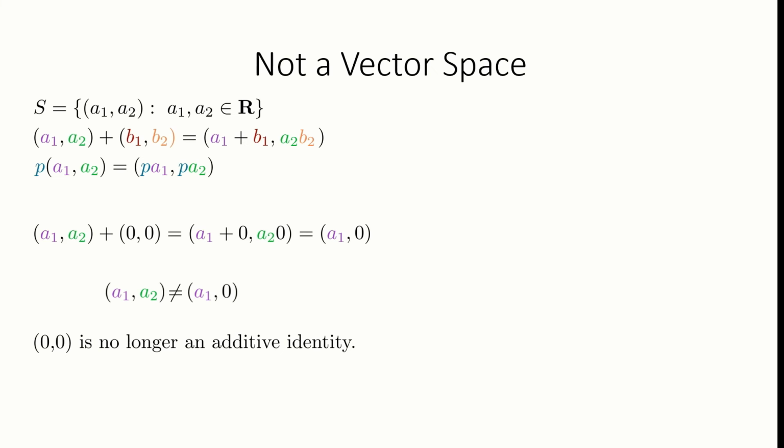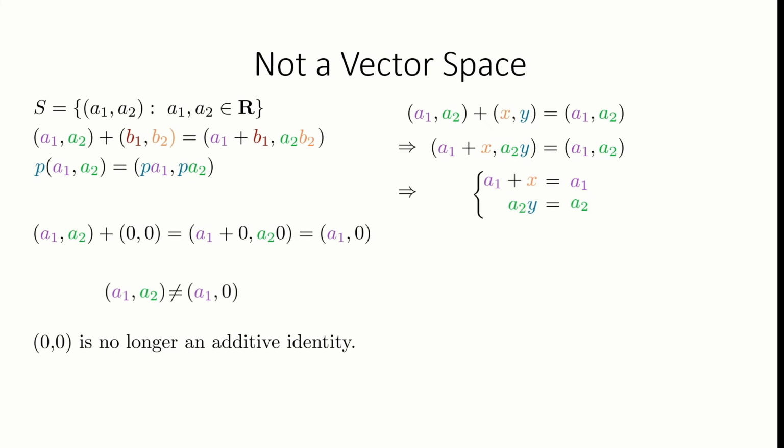Let us dig deep and find out the identity vector. The identity vector (x, y) should be such that if we add it to the ordered pair (a1, a2), the ordered pair should not change. Using the definition of addition of vectors, let's perform addition on the left hand side. Now, two ordered pairs are considered equal if the corresponding entries are equal. a1 plus x should be equal to a1 and a2y should be equal to a2.